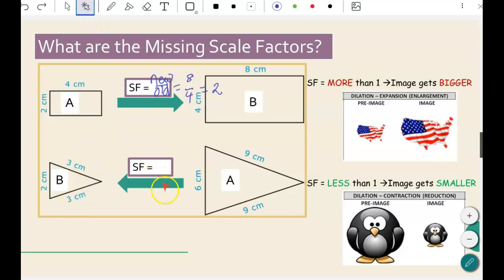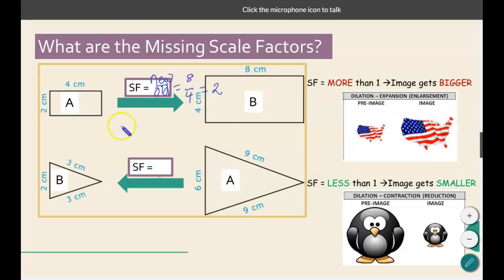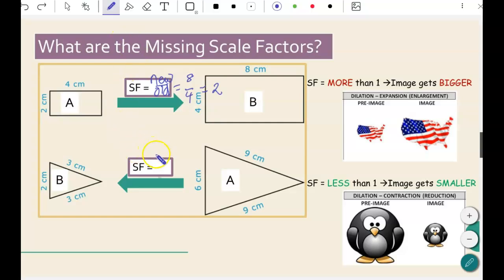So on our second example, A is our original, because you see the arrow going from A to B, so it becomes smaller, so the scale factor has to be less than 1. So here's our original, and this is the new. So we want new over old, just like with the top one, so 3 over 9. I just used this one and this one. So the scale factor is 1/3, so it's reduced in size.